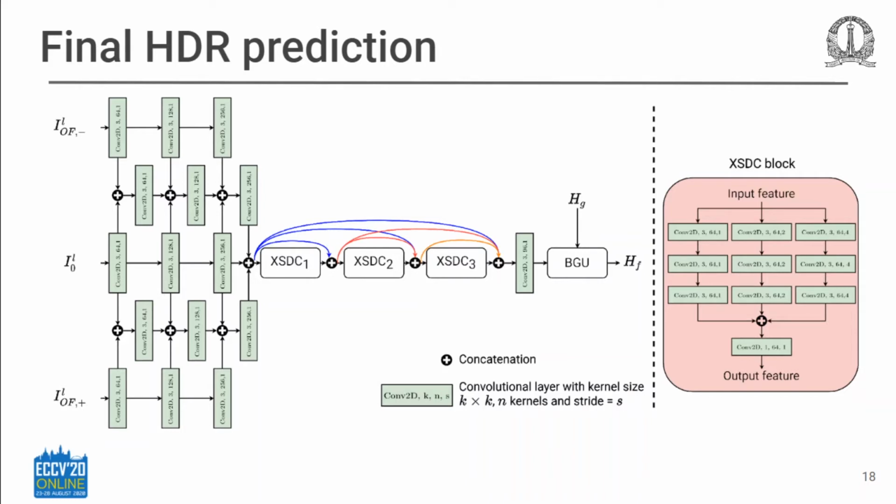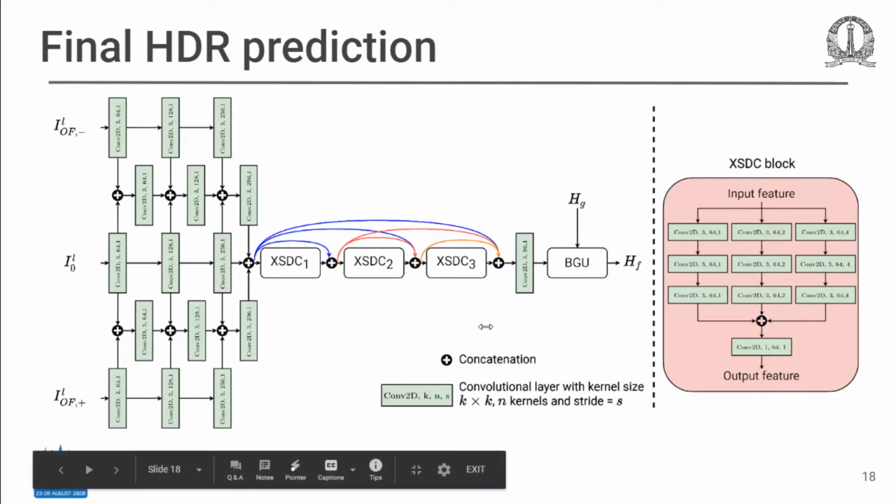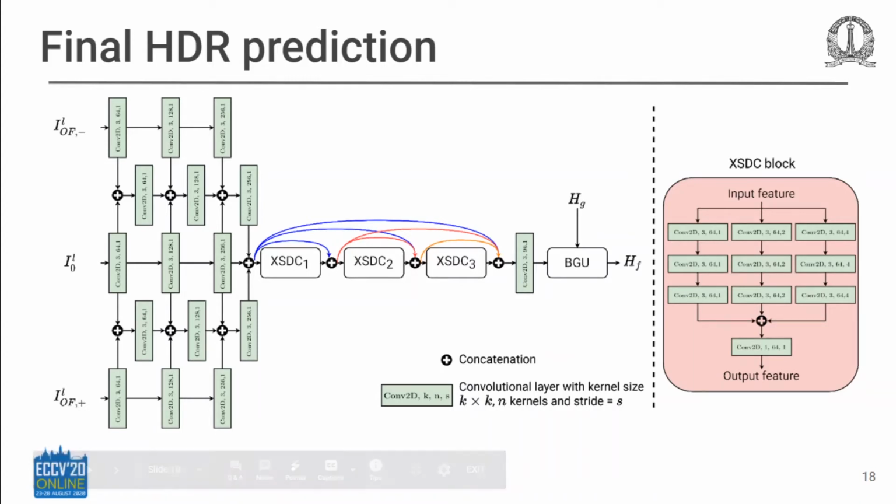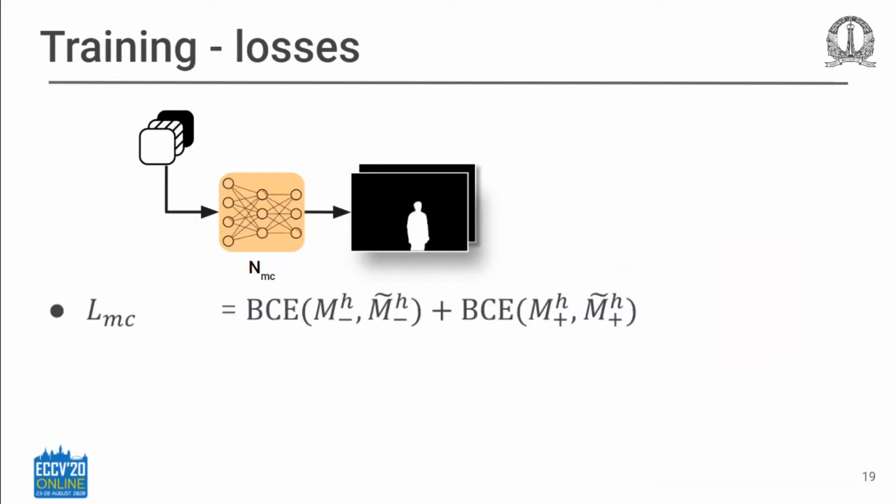The concatenated feature maps are further processed by 3 extended stacked and dilated convolution blocks. A higher receptive field is necessary for the network to faithfully reconstruct underexposed and saturated regions. We achieve that by using the XSCC block. The XSCC block has 3 stacks of 3 convolution layers with dilation rates of 1, 2, and 4 and a kernel size of 3 by 3. The output low resolution feature map of the final XSCC block is passed to the BGU, which takes the high resolution guide image to predict the final fused HDR image in high resolution.